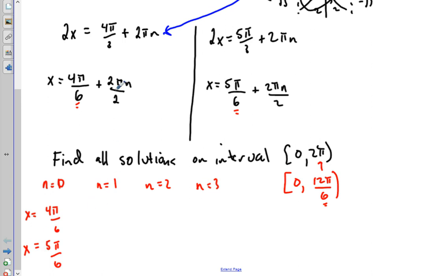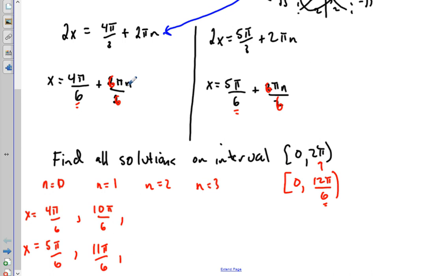And then we have when n equals 1. When n equals 1, we're going to have 6 over 6, so this is going to be 10 pi over 6, because now we're plugging 1 into here. And we probably want to change this into 6 over 6, just so we have a common denominator. Makes it a little bit easier. And we plug a 1 into here. We have 11 pi over 6. You can see a pattern forming now.